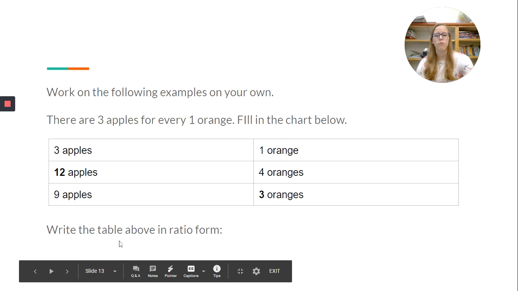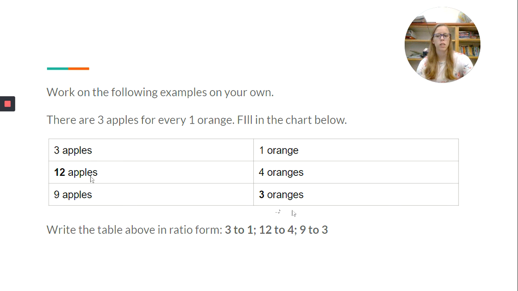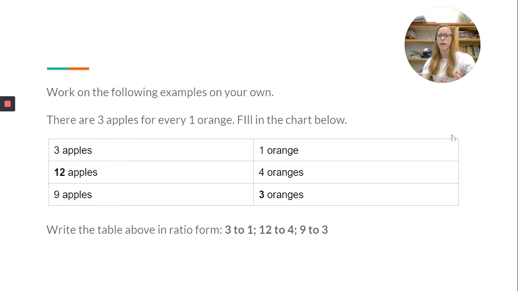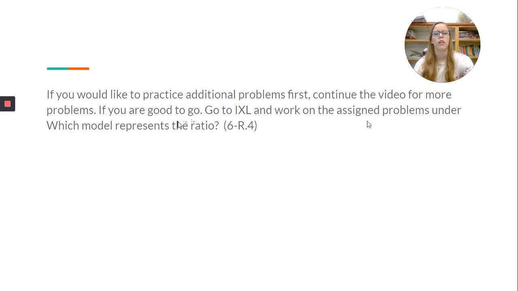So then it asks you to write the table above in ratio form. So we have 3 to 1, 12 to 4, and 9 to 3. Remember, whichever number we wrote first is representing these apples, so we need to make sure that we keep them in that same order. It's very important when writing ratios.